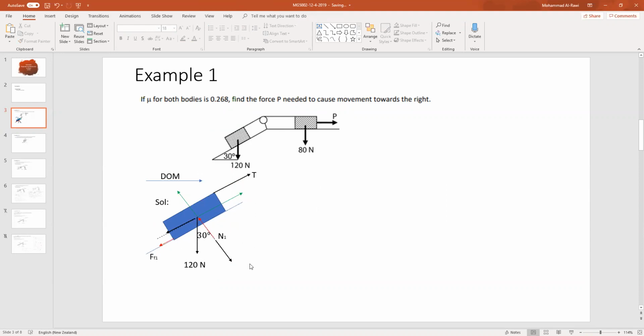I look again at the question. I put my weight, I put the normal force, and I put the friction force in the direction of motion. If we think more realistically, it should rotate in that way, so we can understand that's the direction of motion. My X and Y coordinates are here. So this is X, and this one is Y.